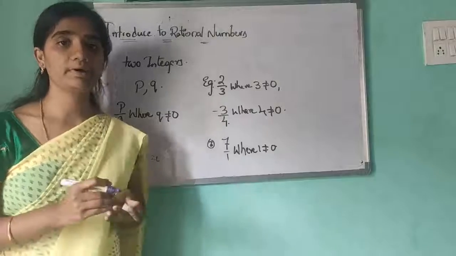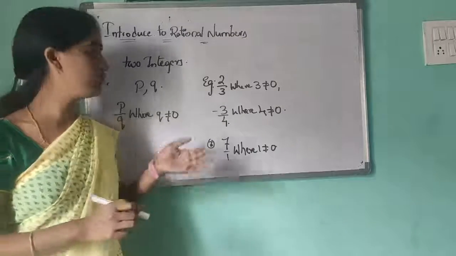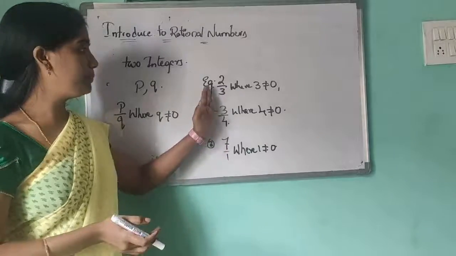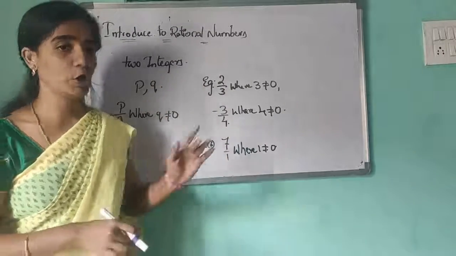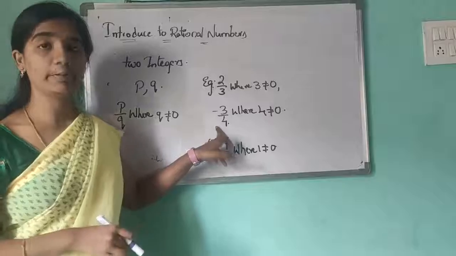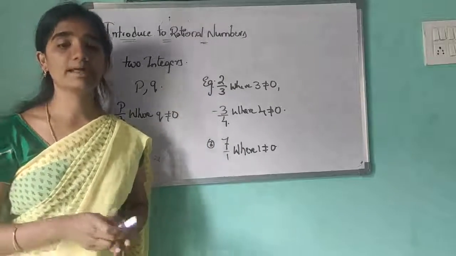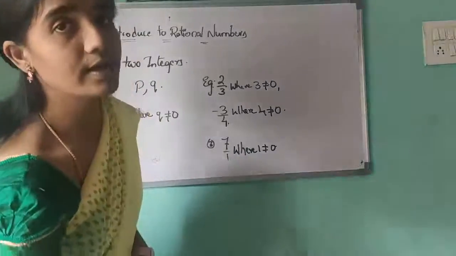All the rational numbers can be written in the form of P by Q fraction form, where P and Q are integers and denominator Q is not equal to 0. These numbers are called rational numbers.